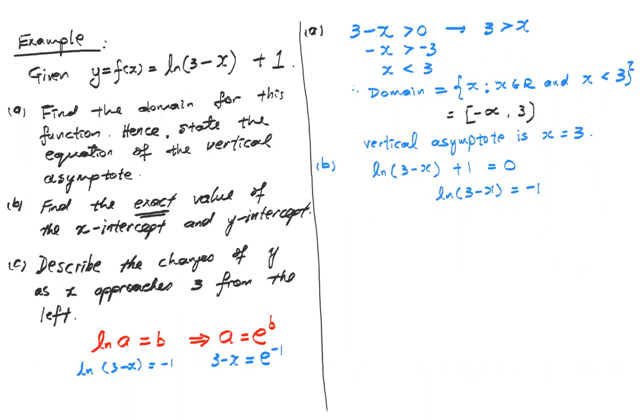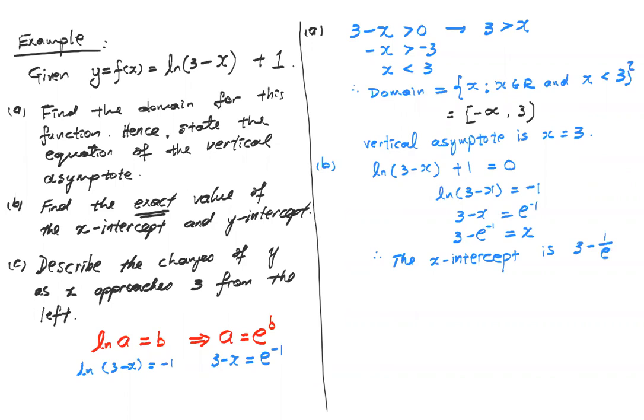So 3 minus x is equal to e to the power negative 1. So 3 minus e to the power negative 1 is the x. Am I right? So therefore, the x-intercept is 3 minus e to the power negative 1, which is 1 over e. So this is definitely more than 0, positive.